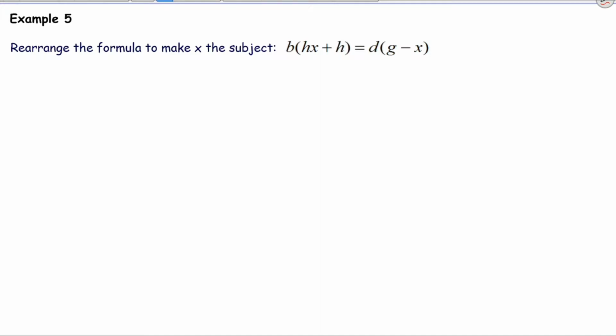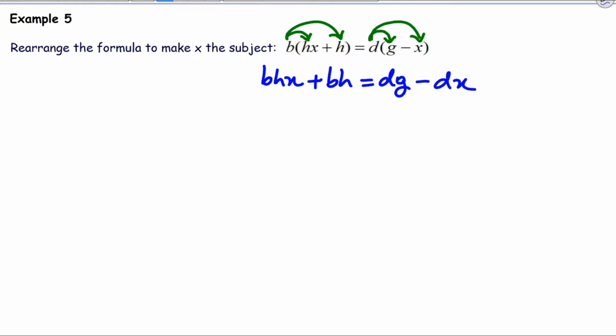So the first step is you want to multiply out the brackets. So what we shall end up with is BHX plus BH is equals to DG minus DX.